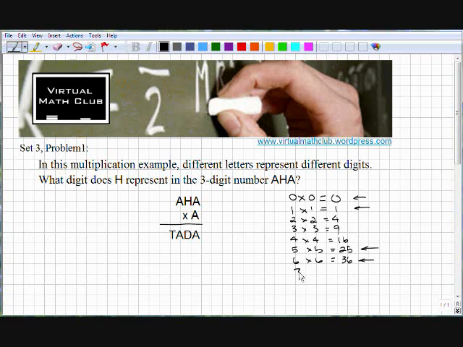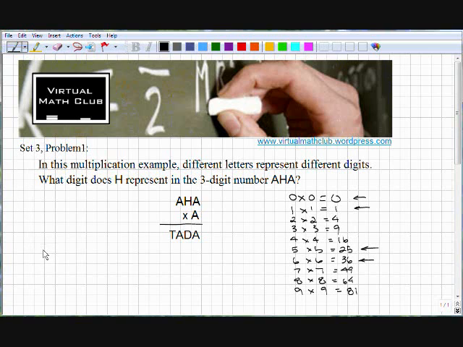Okay, so 7 times 7 is 49. 8 times 8 is 64. And 9 times 9 is 81. So it appears that we've got our possibilities for A narrowed down. We have 0, 1, 5, and 6 that satisfy the condition where that number times itself gives you that number in the units digit. So let's just work with those. Let's list out those possibilities here.